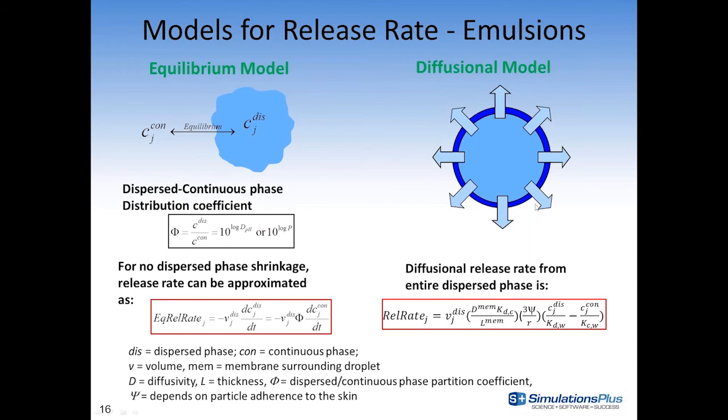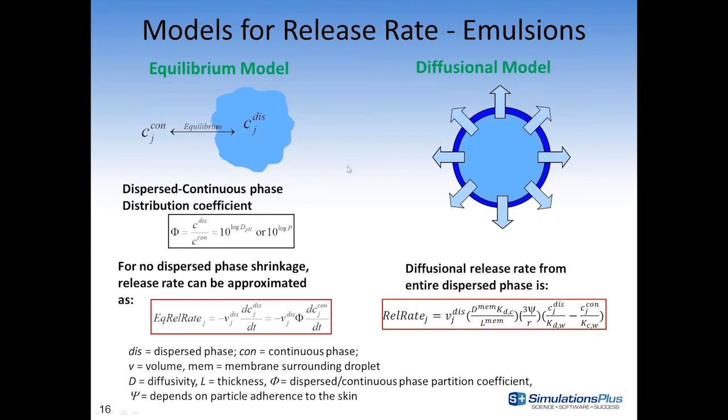For the diffusional model, the idea is that in this case, your droplets are going to be surrounded by a thin membrane or surfactant layer. So drug has to diffuse out through this surfactant layer to get from the dispersed phase into the continuous phase. Okay. So in these cases, you would need 2 additional parameters. One would be what's the diffusivity of this membrane or surfactant layer, and the other question would be what would be the thickness of this layer.